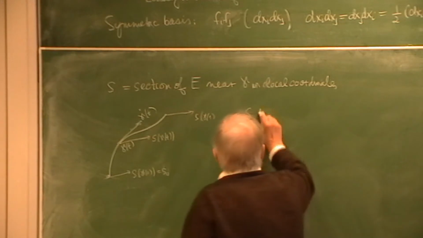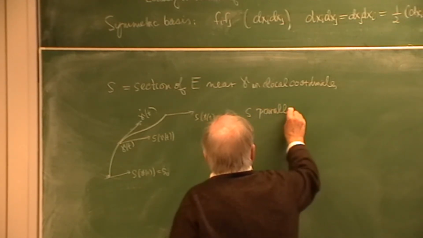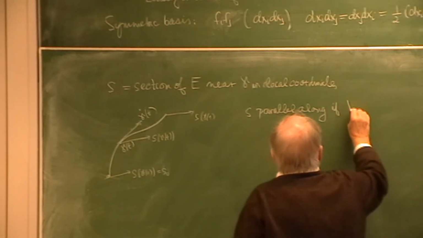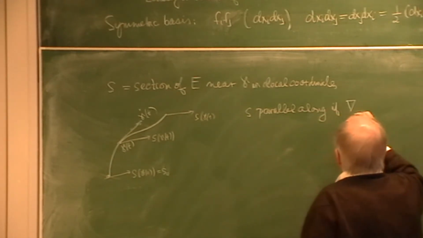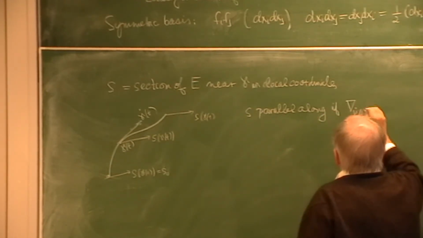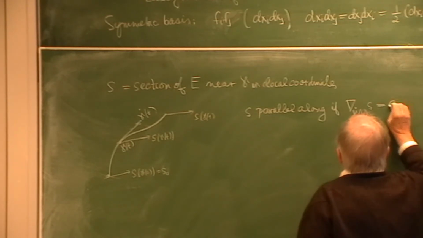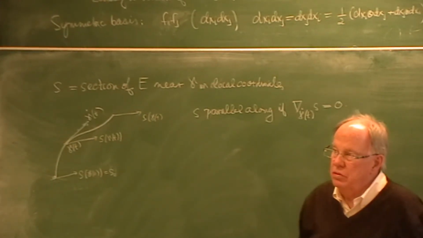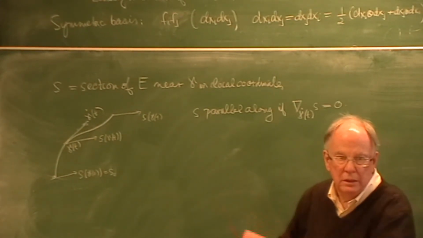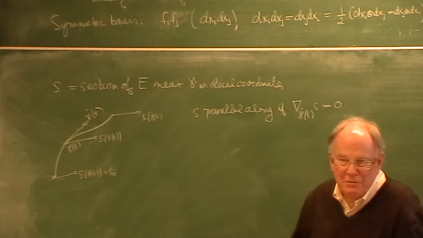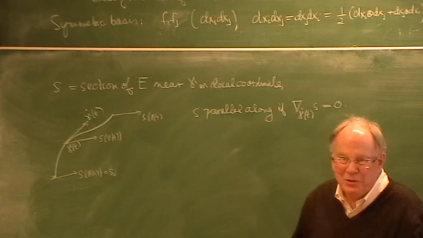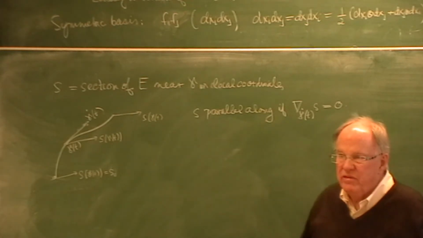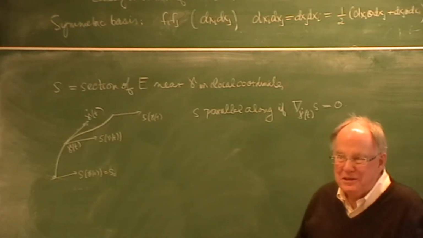We say S is parallel along gamma if the derivative of the section is 0. It doesn't move. It doesn't move with respect to gamma. Well, that's what constant means. Right? The section is constant along gamma. It doesn't move. It means its derivative is 0. What in the devil does it mean its derivative is 0?